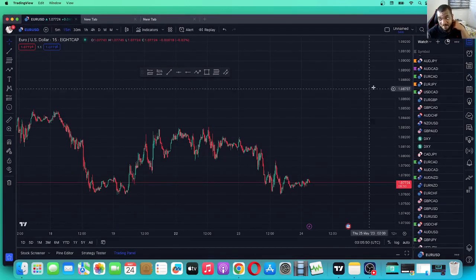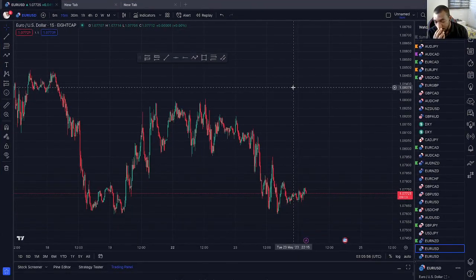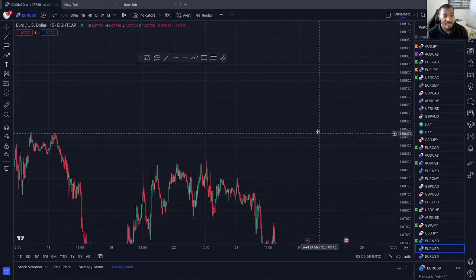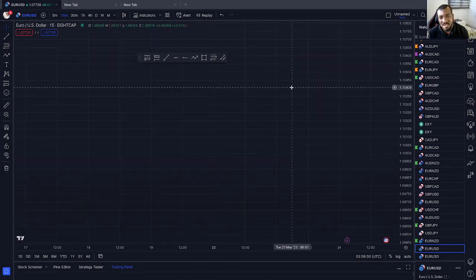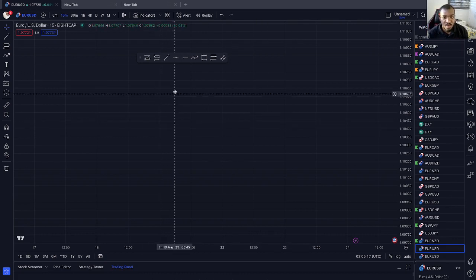So here we have the Euro USD chart. But before we dive into our top-down analysis on this chart, we need to understand the general definition of trend. First, a trend is defined as a tendency for price to move in a particular direction for a particular period of time. This could be upways, downways, or sideways, and it could be long-term or short-term. That's exactly what trend is.